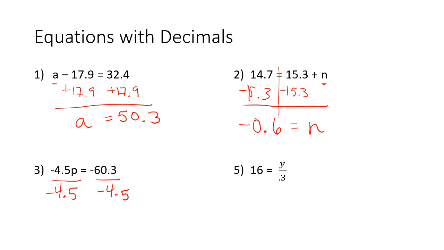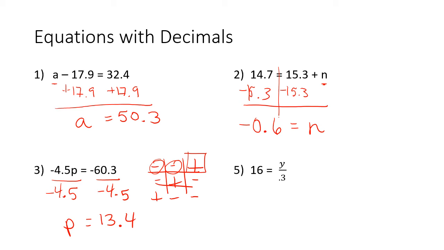So we have negative 60.3 divided by negative 4.5, which equals positive 13.4 equals p. Remember, when you are multiplying or dividing positives and negatives, you can use your tic-tac-toe board. Positives go diagonally, negatives everywhere else. A negative divided by a negative equals a positive. That's why our answer was positive 13.4.